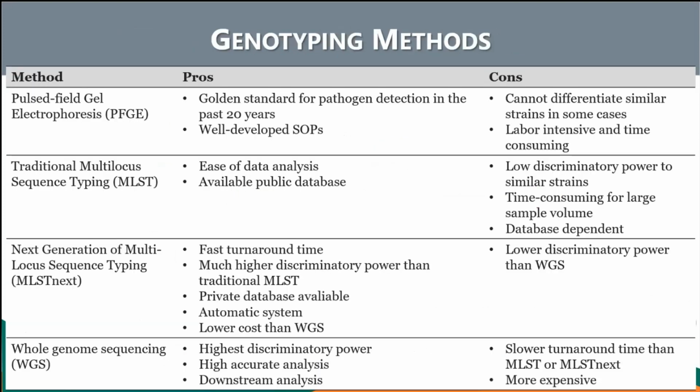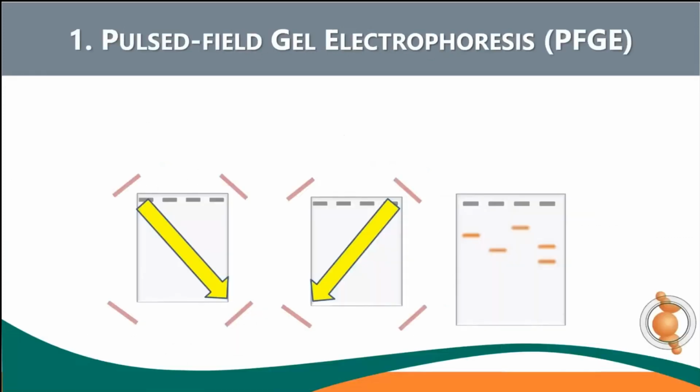Today, I will discuss 4 types of genotyping methods used in the food industry. Well, I know this table is very busy, but don't worry, I'll explain all these 4 methods in detail today. And I will start with the traditional method, pulsed-field gel electrophoresis, or what we call PFGE.